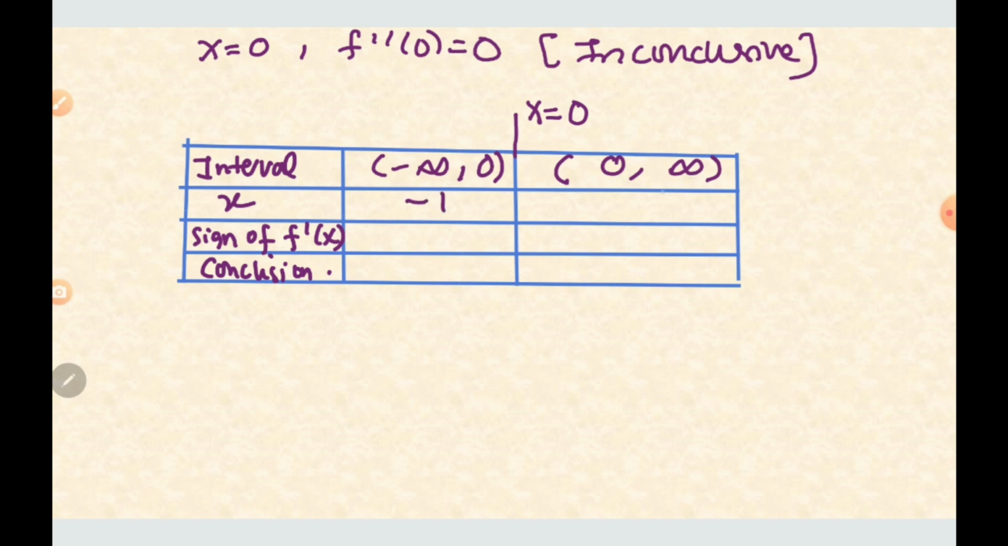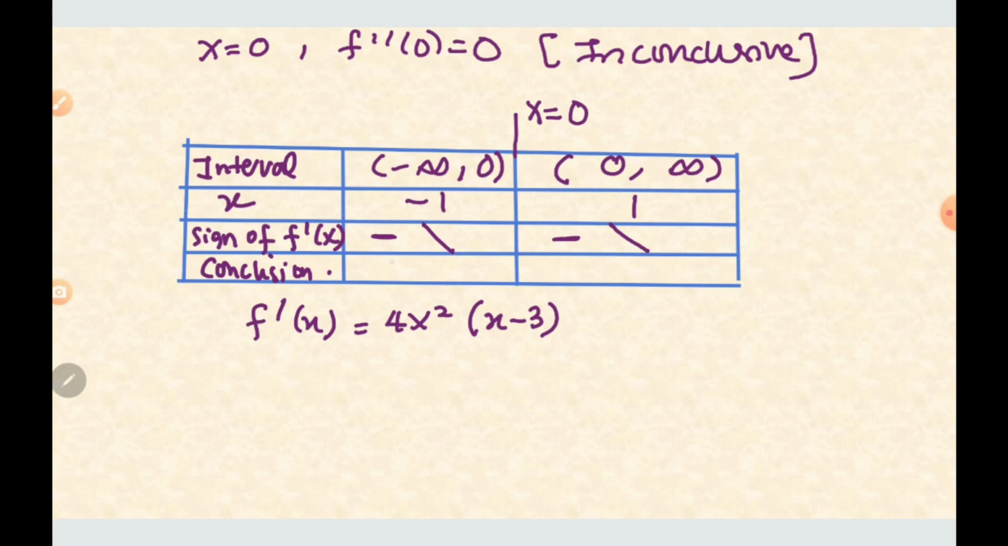For 0 to infinity, let's say 1. Then you have to substitute into f prime x. We have just now 4x squared multiplied with x minus 3. Then you substitute negative 1 into the function, you will get the answer is negative, and the slope is going down. And when you substitute 1, the answer is also negative. Okay, and the slope is like this.